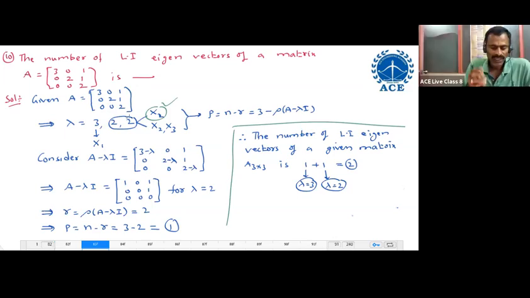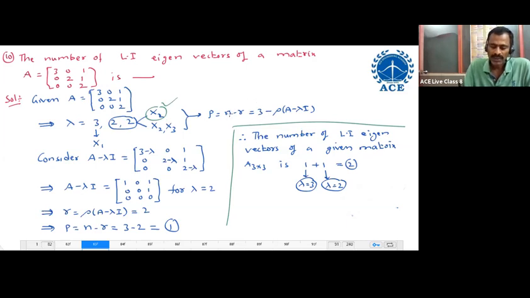This is having 3 eigenvalues. Out of 3 eigenvalues, 2 eigenvalues are the same. One eigenvalue is different. Corresponding to the different eigenvalue, one independent eigenvector exists. That is x1. When an eigenvalue is repeated 2 times, you may get 1 independent or 2 independent eigenvectors. But either 1 or 2 is given by the formula P equal to n minus r.